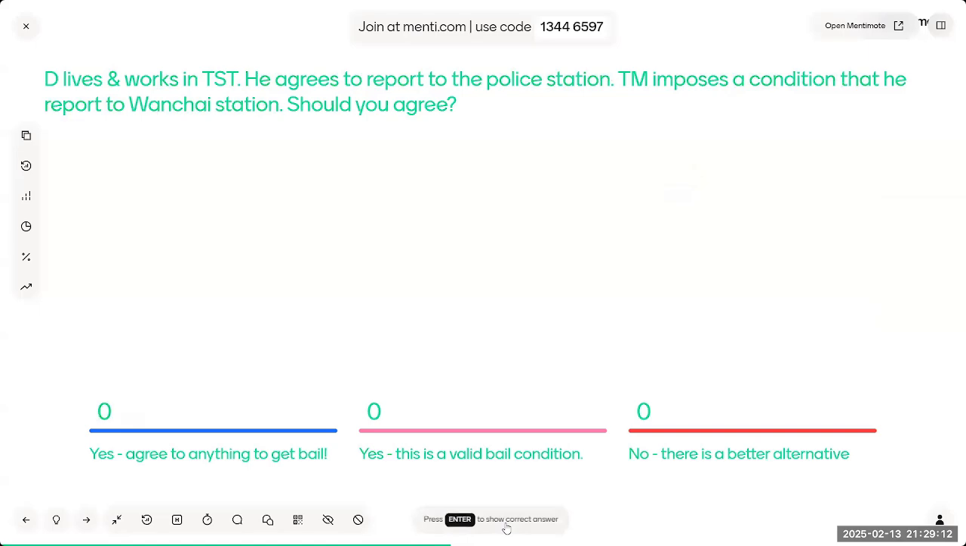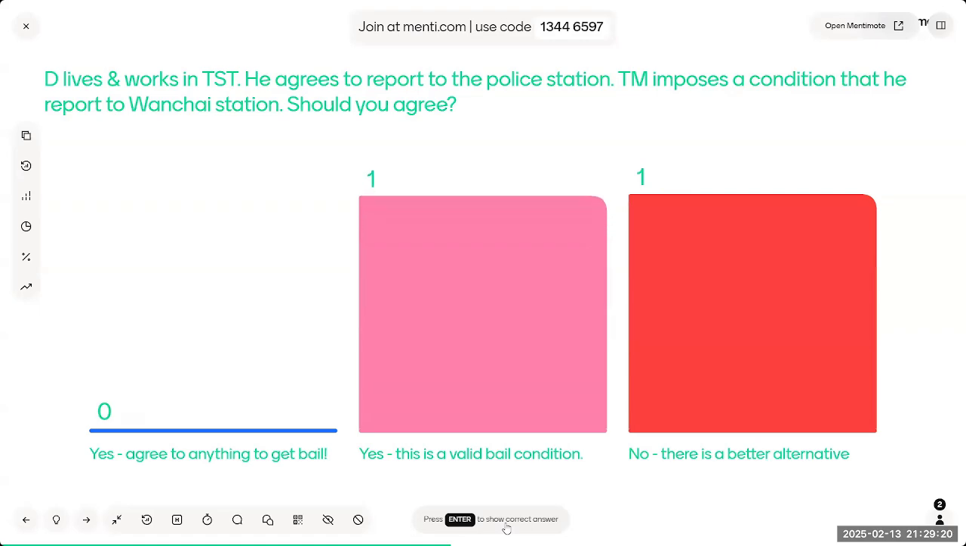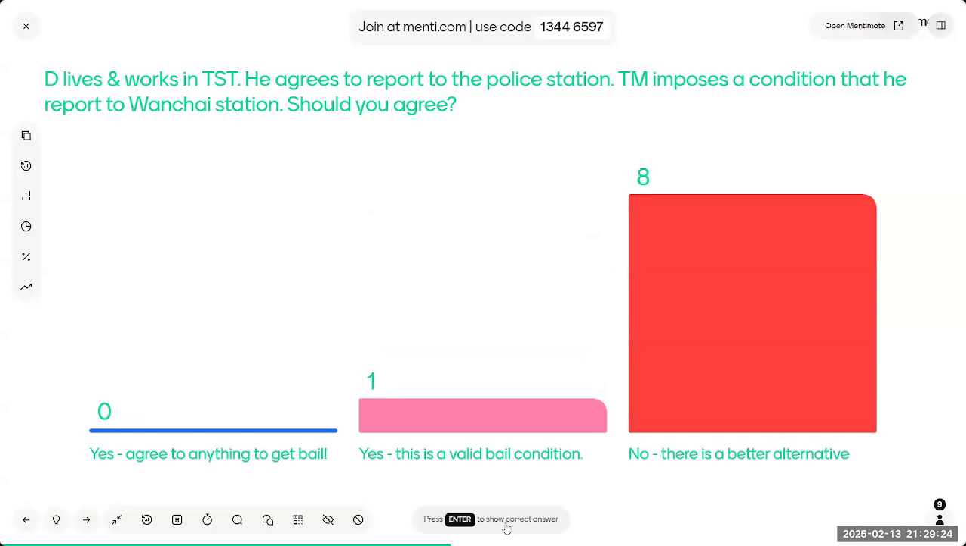Defendant lives and works in Chim Sa Choi. He agrees to report to the police station. TM is the magistrate, imposes a condition that he report to Wan Chai station. Should you agree? Yes, agree to anything to get bail. Yes, it's a valid bail condition. No, there's a better alternative.